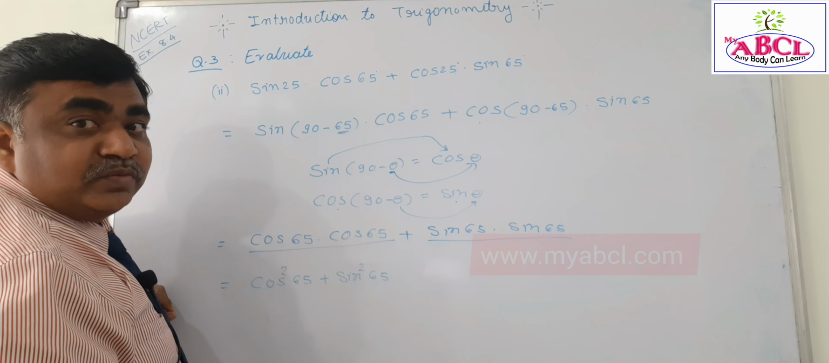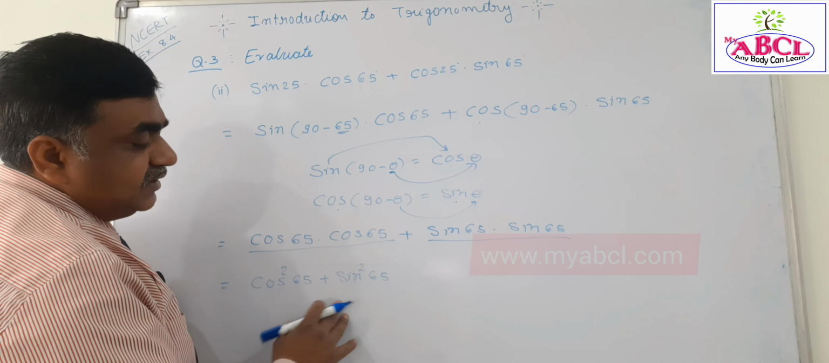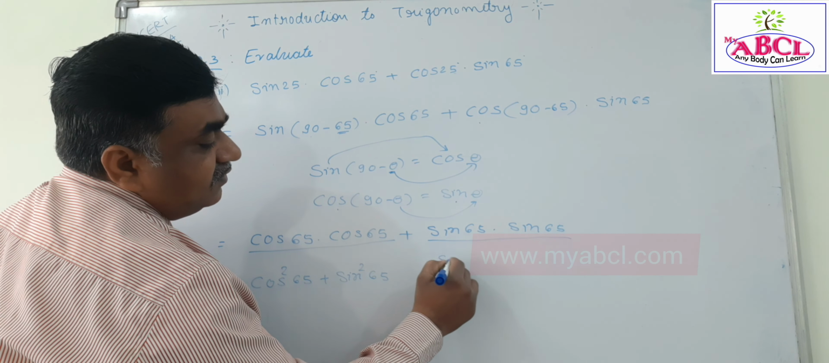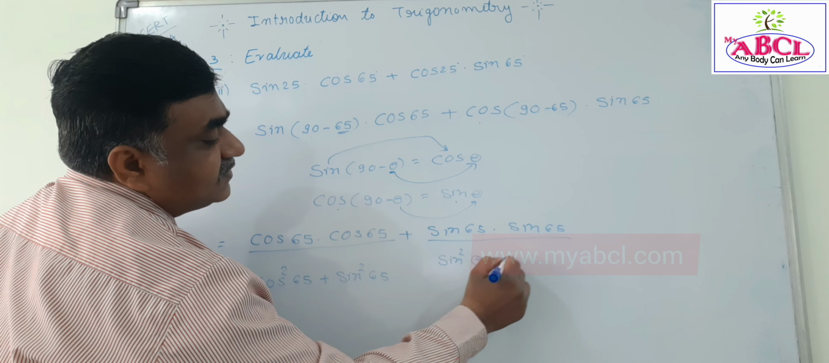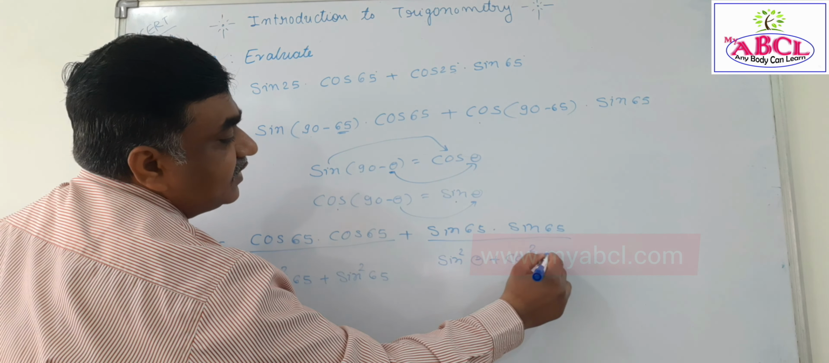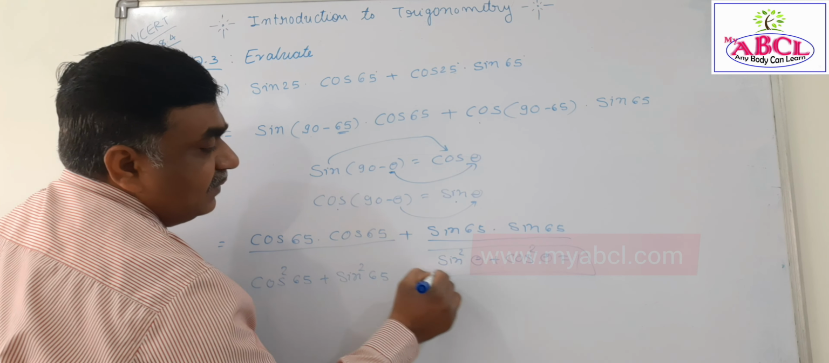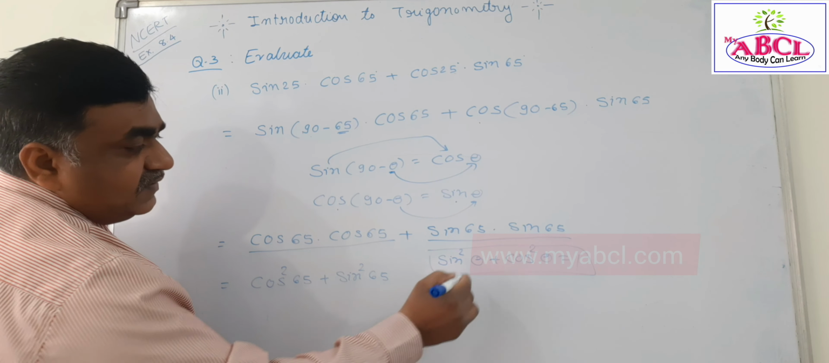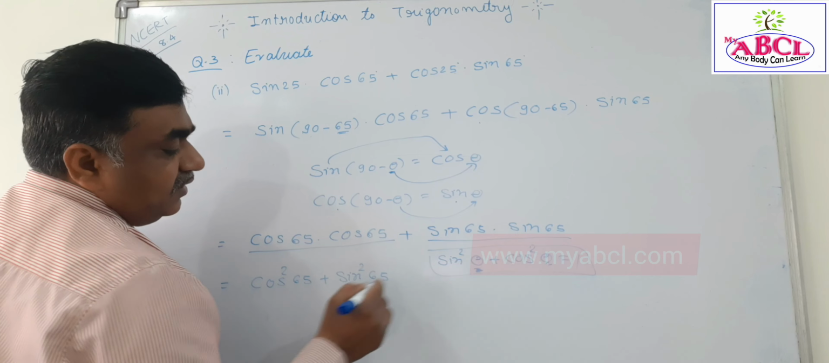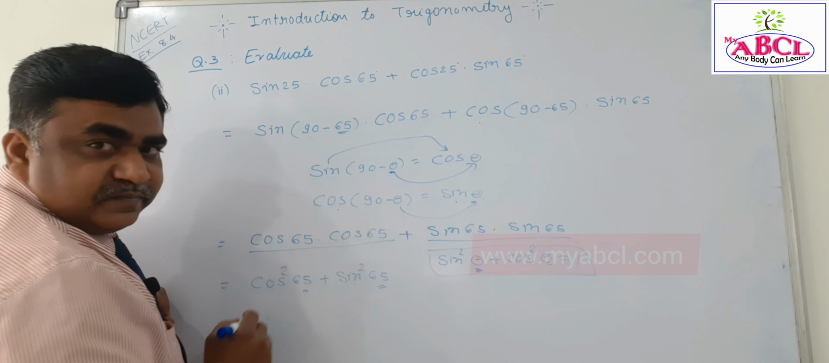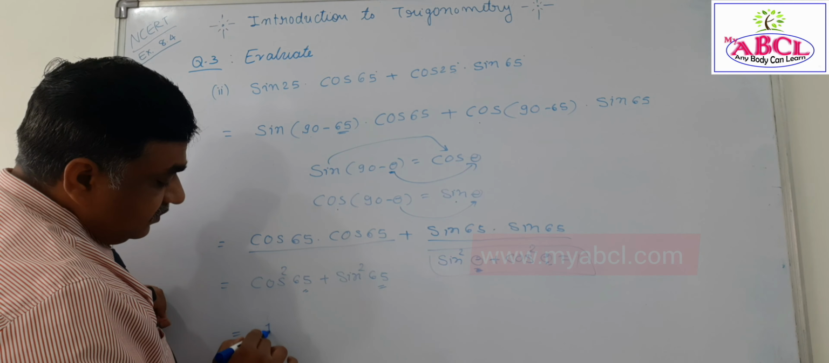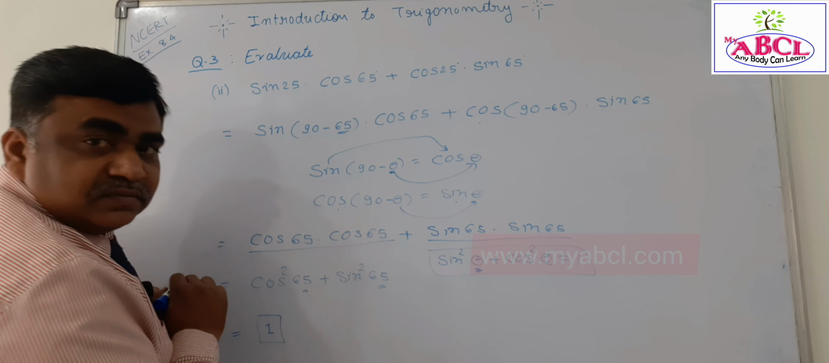Do you remember any identity like this? Yes, we have sin square theta plus cos square theta is equal to 1. This is the same thing, applying the same identity over here. We are having the same angle theta, the same angle 65, so it would be 1. Okay, done.